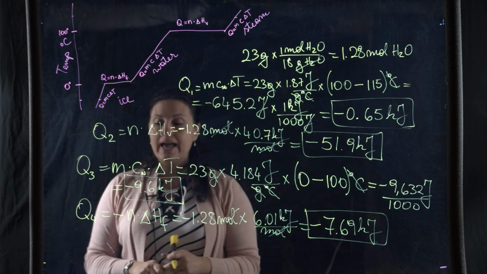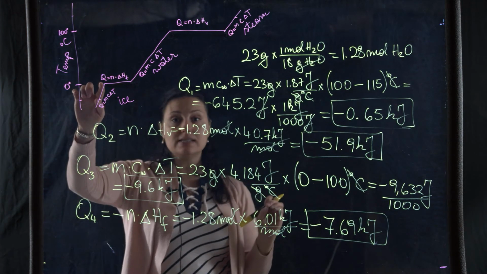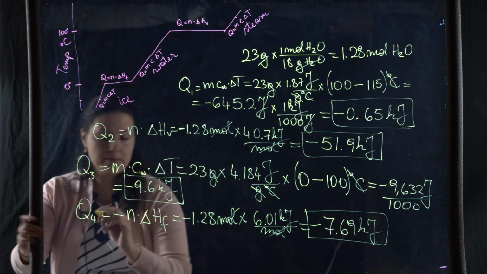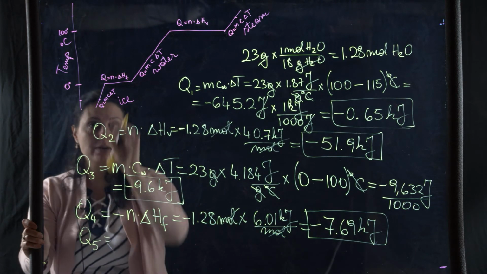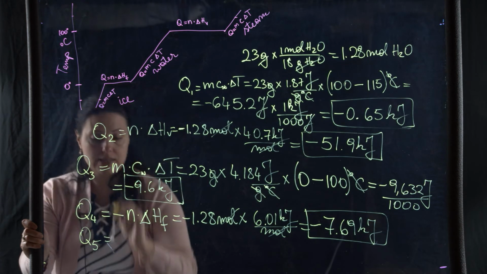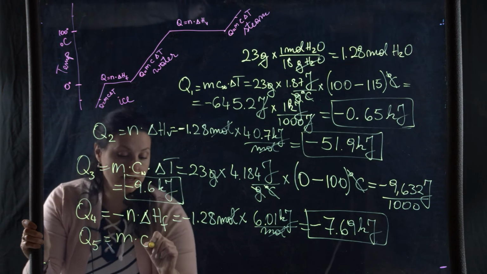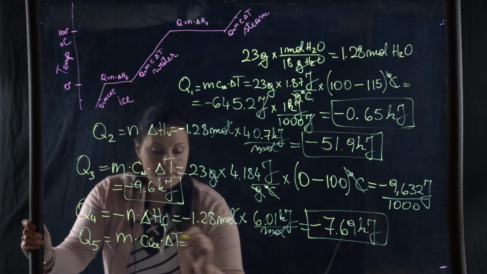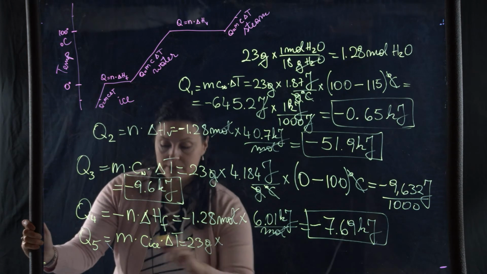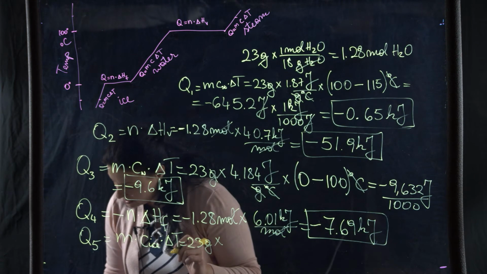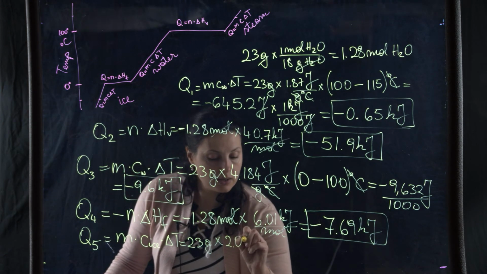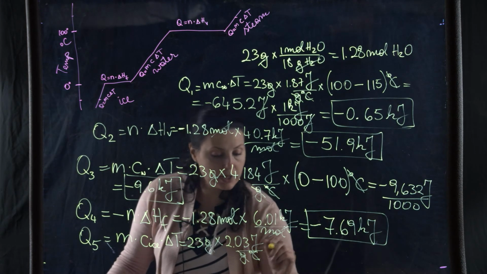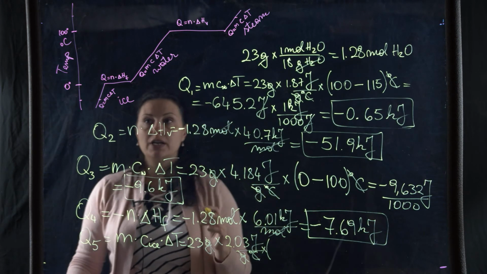Okay. Now after step 4, I have ice at 0 degrees, and I'm taking the ice all the way to minus 2. The last step, therefore, Q5, is going to be, once again, the sloped part, Q equals MC delta T: M times C for ice, because now I have ice, times delta T. Mass is 23 grams times the C for ice, which is 2.03 joules per gram degrees Celsius. My grams will cancel.